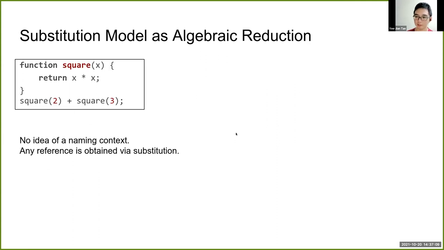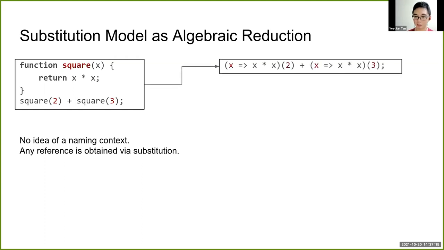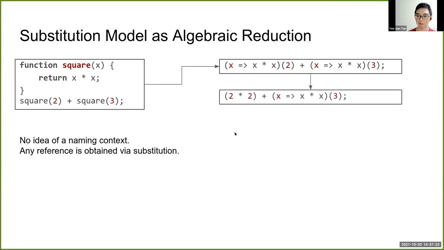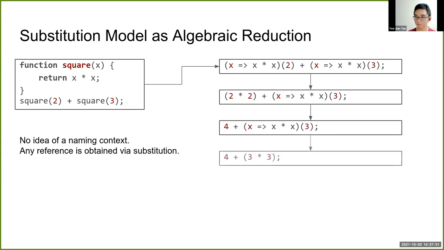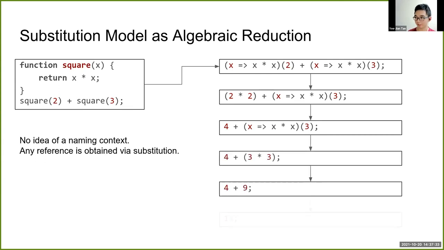So in the first reduction step of the substitution model, the definition of square is first substituted into all function applications in the rest of the program. Then reduction goes on intuitively from left to right, first substituting 2 into the lambda function, and then substituting 2 times 2 with 4, and similarly for the function call on the right. Finally, we arrive at 13.